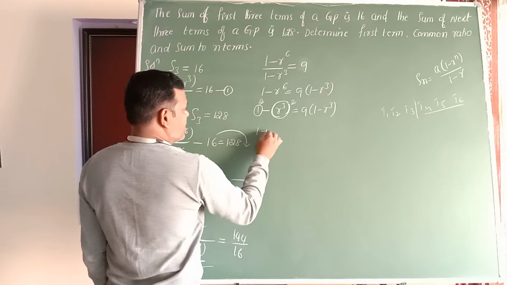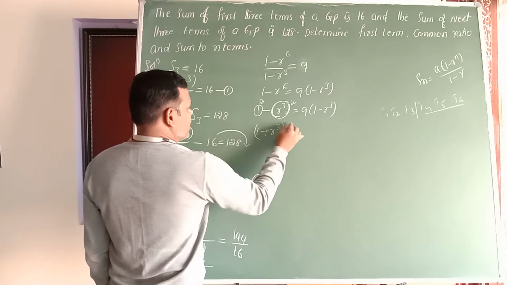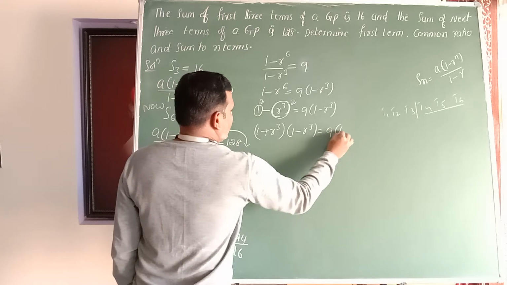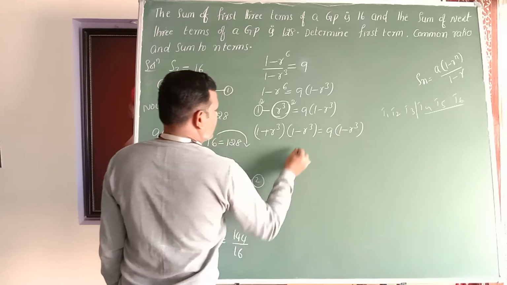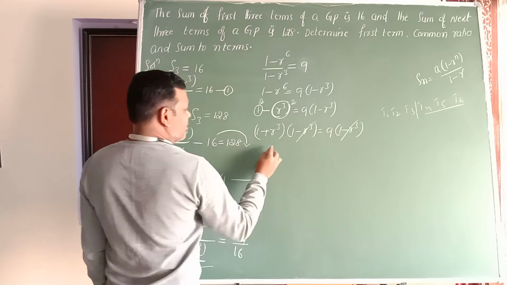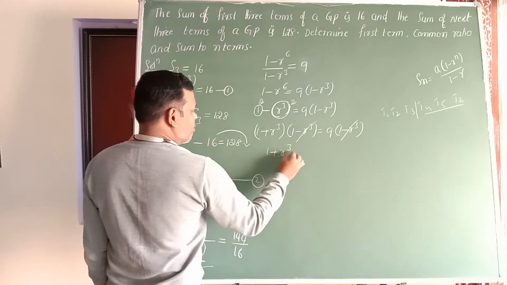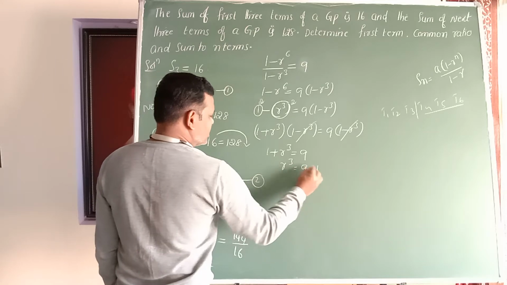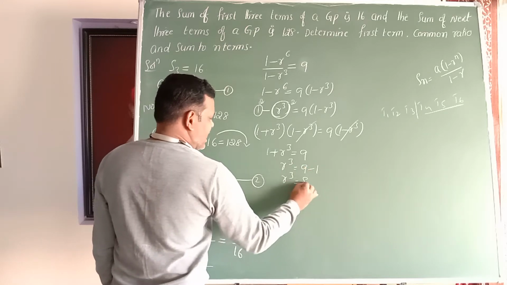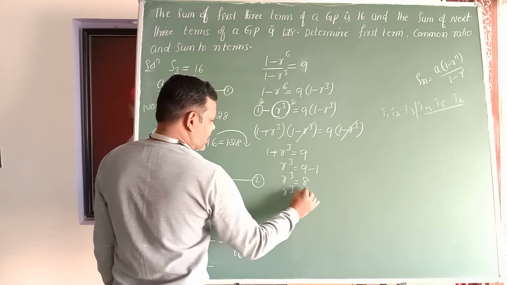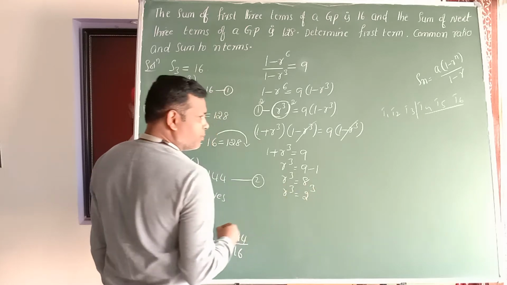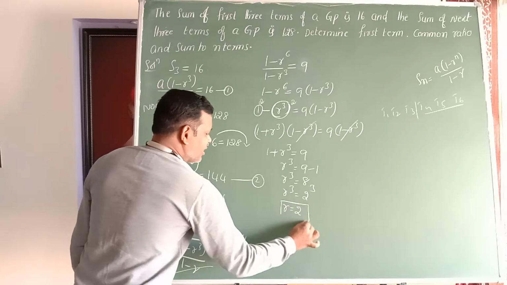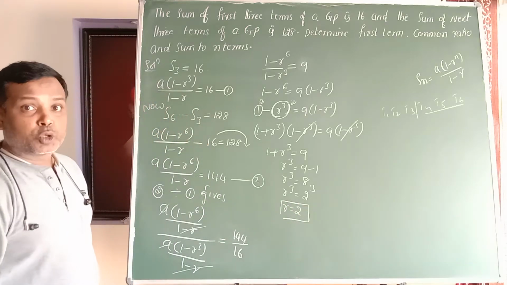Nothing but 1 plus r cube into 1 minus r cube is equal to 9 into 1 minus r cube. Now this gets cancelled. Remaining thing is 1 plus r cube is equal to 9. Then r cube is equal to 9 minus 1. R cube is equal to 8. Then 8 can be written as 2 cube. Therefore r is equal to 2. So now we have the common ratio r is equal to 2.